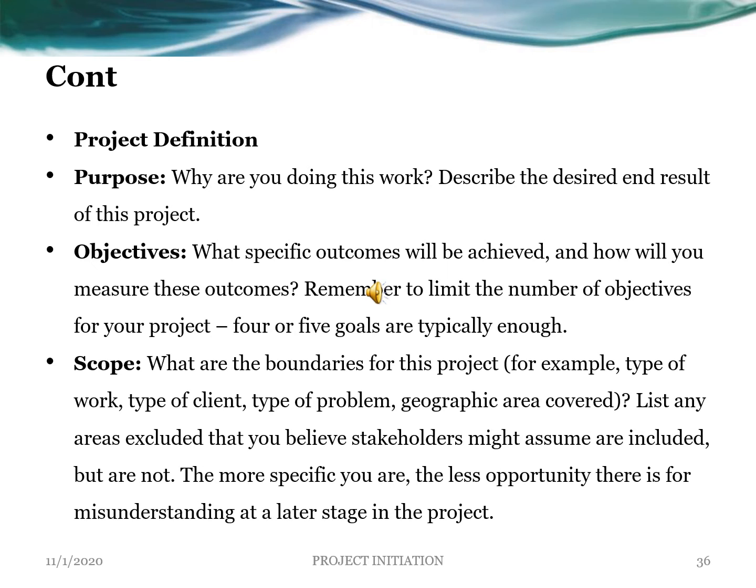Very important aspect, you have the scope. What are the boundaries of this project? For example, type of work, type of client, type of problem, the geographic area covered. It normally lists any areas excluded that you believe stakeholders might assume are included but are not. The more specific you are, the less opportunity there is for misunderstanding at a later stage in the project.